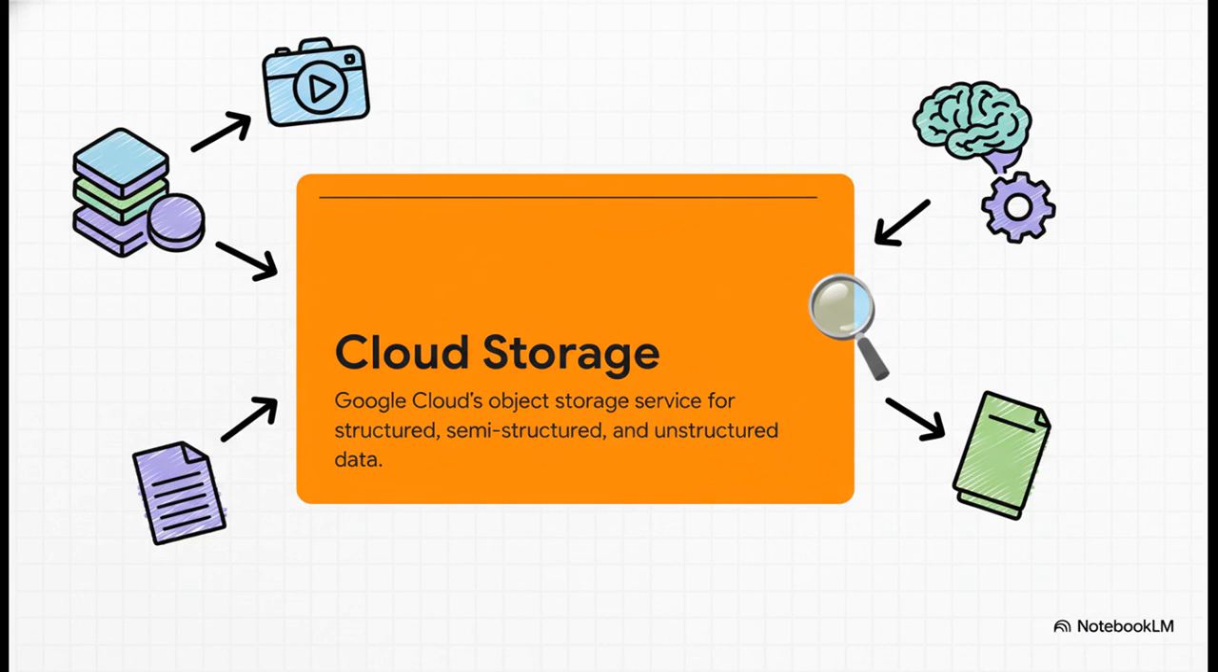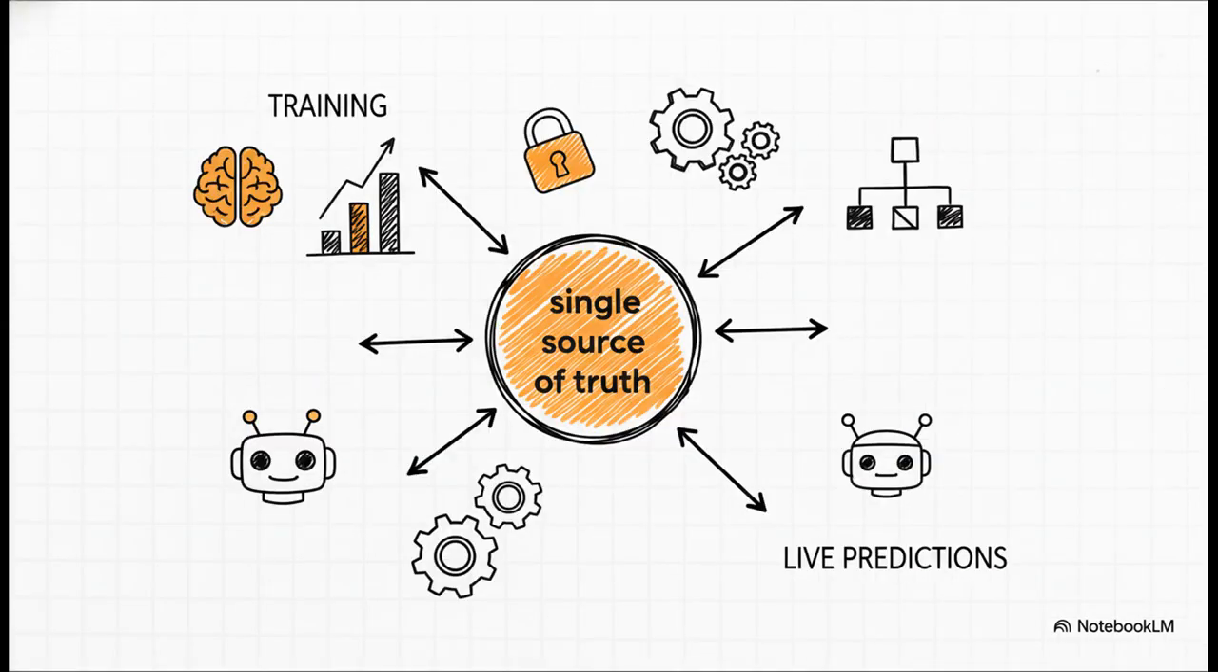And for everything else, all that unstructured or semi-structured data, you've got Cloud Storage. Just think of it as your universal garage. Got images, videos, text files, even your saved model files. They all go here. It's the tough, scalable starting point for all the raw materials your ML projects are going to need.